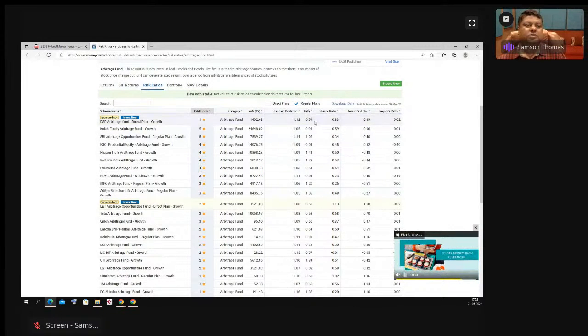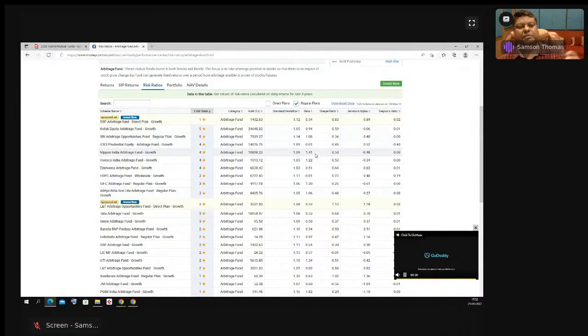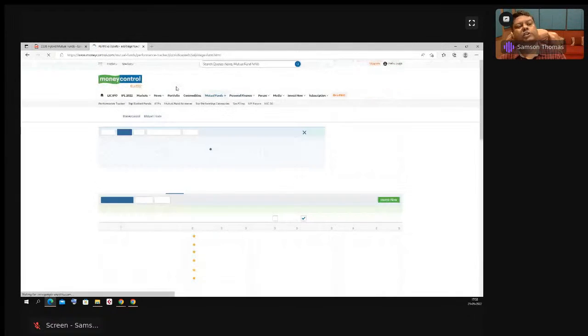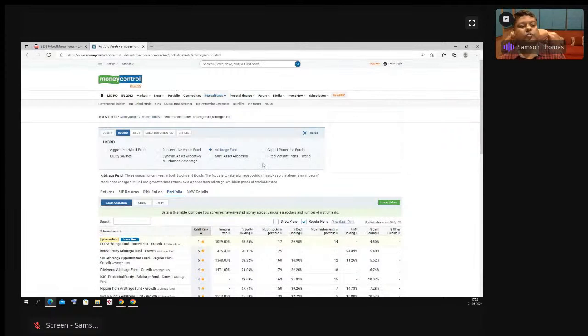Or else you can look at beta. Beta is a measure of volatility. So if the beta is 1, that means it has the same volatility as the market. And if the beta is less than 1, it is less volatile than the market. That's beta, right? And you have alpha and Treynor ratio. All these are risk ratios. The alpha is the return that the fund has generated over and above the market.